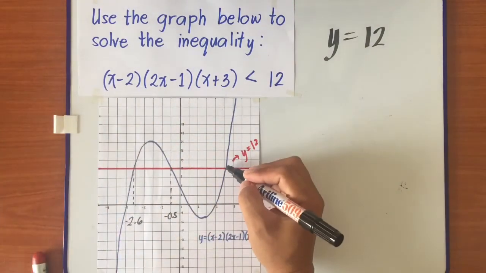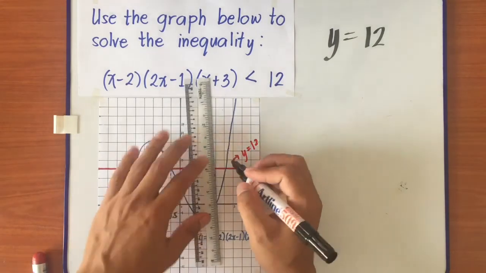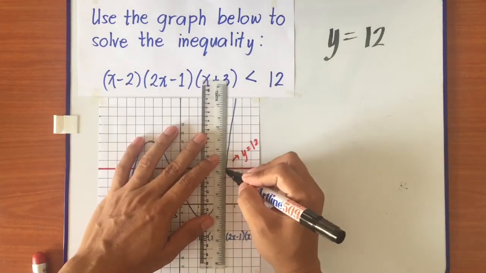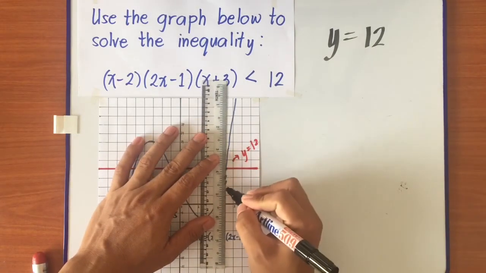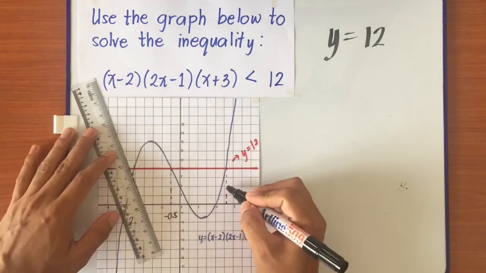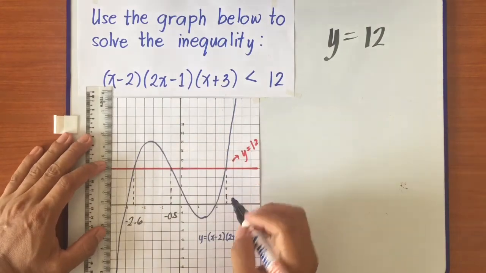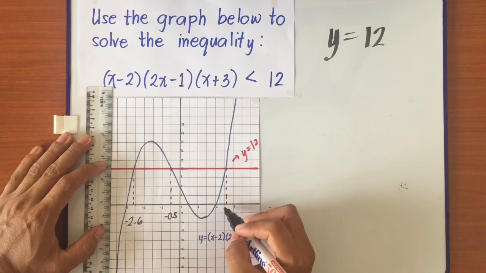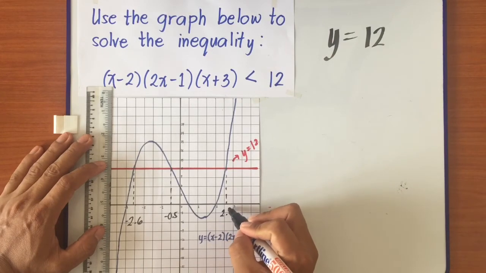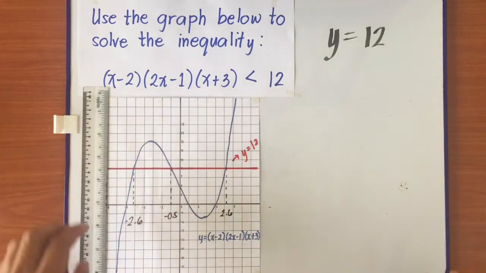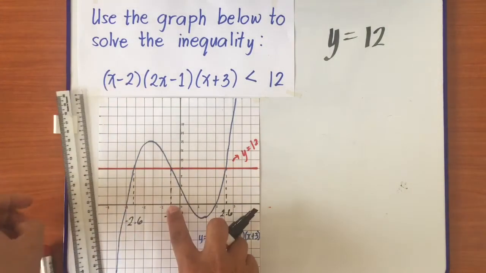Okay, another intersection point is this part. If you notice, it's more than 2.5, so maybe it's also 2.6, but you have to be very careful in approximating. So it means I now have the x values.